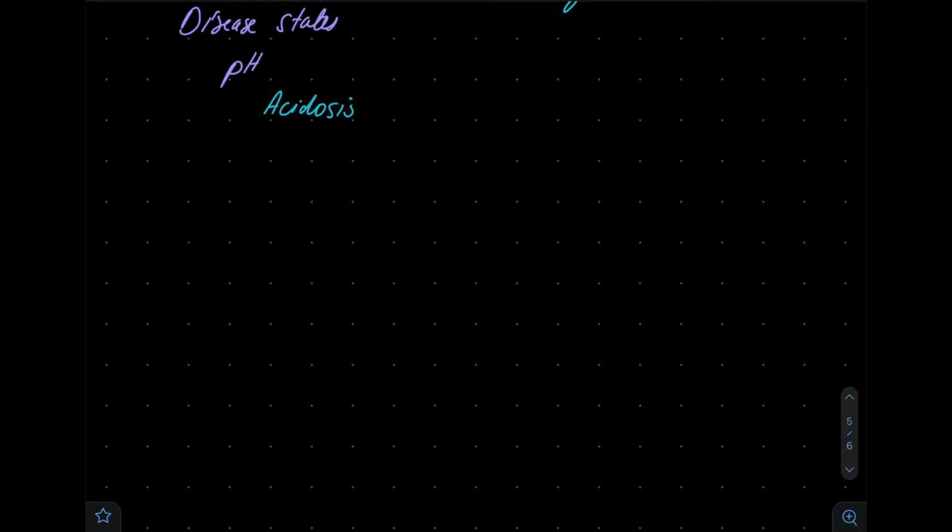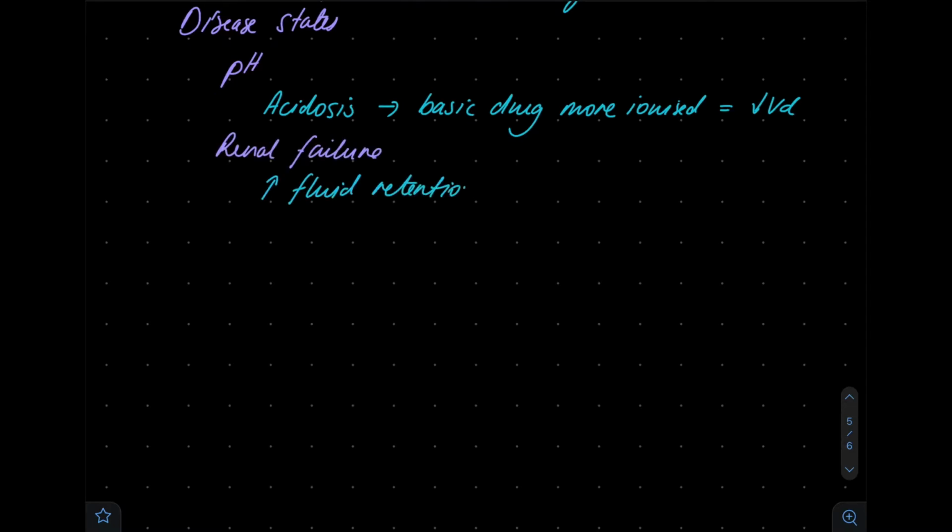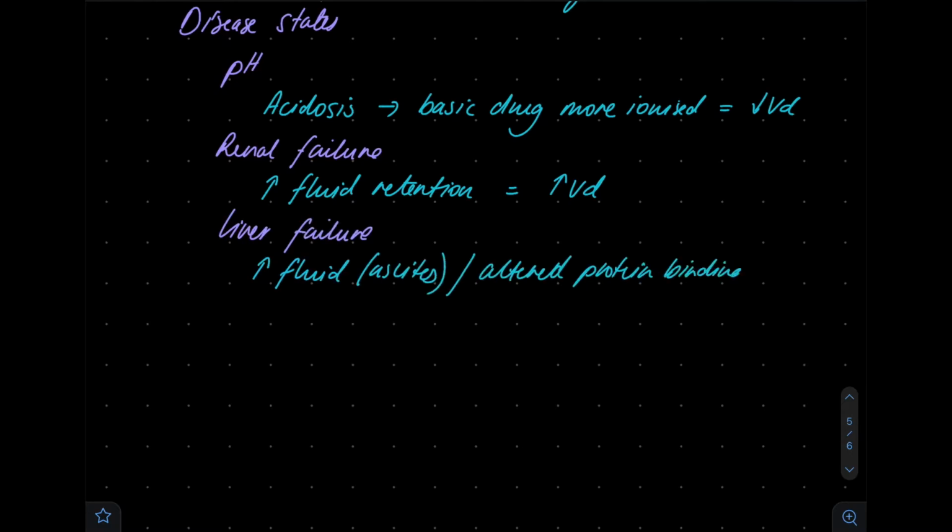Certain disease states can alter volume of distribution. So acidosis will cause basic drugs to become more ionized, and this will reduce the volume of distribution for those drugs. Renal failure will cause increased fluid retention, and this will increase the volume of distribution for water-soluble drugs. Liver failure will cause increased fluid from ascites and also alter the protein binding due to hypoalbuminemia, which will cause an increased free drug fraction. Now, both of these will cause increased volume of distribution.